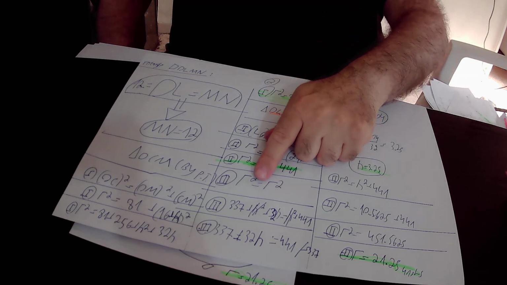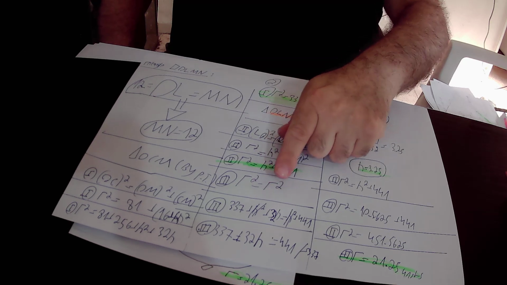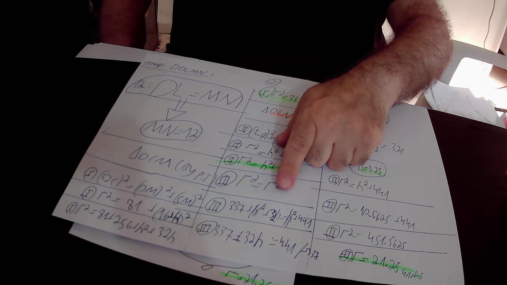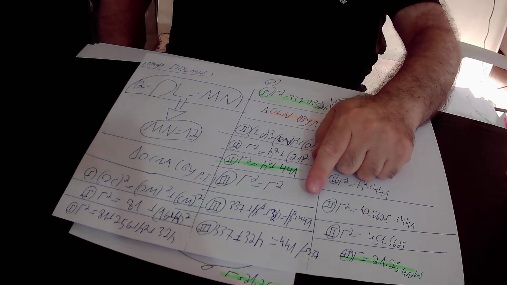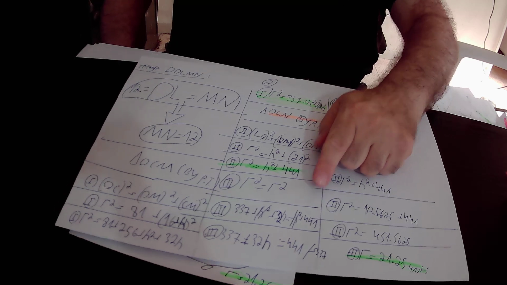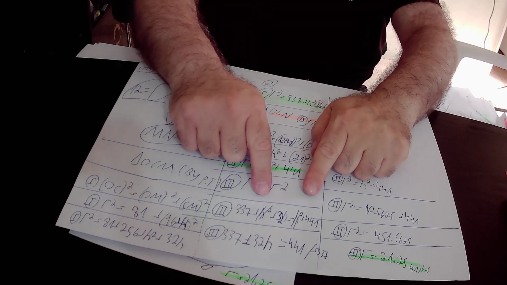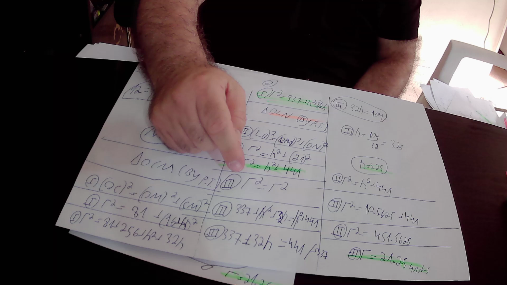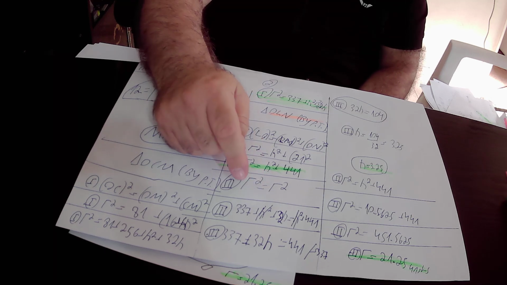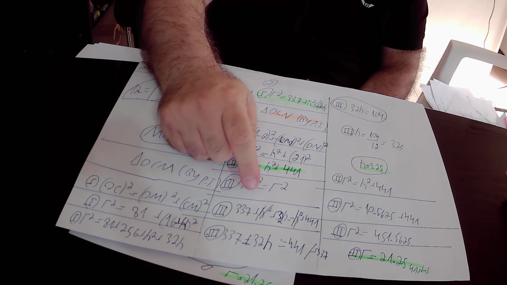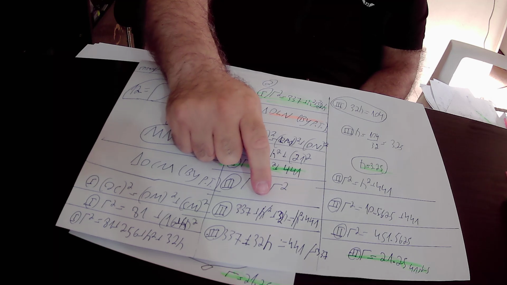R square according to equation number 1 is 337 plus H square plus 32H, and it must be equal to R square according to equation number 2, that is H square plus 441. Here we have H square on both sides of the equation, so H square will get cancelled. So after we cancelled H square, we found that 337 plus 32H equals 441.